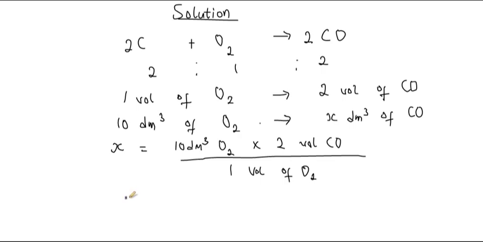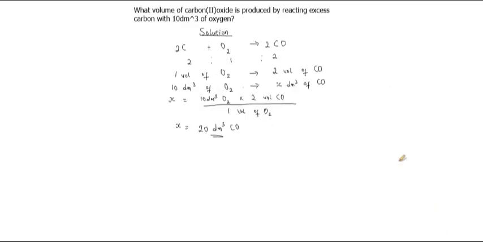So here we have x equal to, multiplying this, 10 times 2 divided by 1, we have 20, and the unit left we have dm³ of CO. So we have 20 dm³ of carbon(II) oxide, and that will be serving as the final answer. That is to say that oxygen is the limiting reactant here since carbon is in excess. So when excess carbon reacts with 10 dm³ of oxygen, 20 dm³ of carbon(II) oxide will be produced. That's all on that.